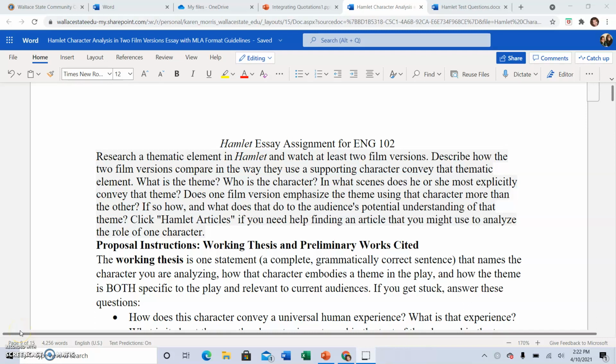Here's a quick overview of your assignment for writing a paper on 2 film versions of Hamlet. So you're going to research a thematic element in Hamlet and watch at least 2 film versions. And you're going to use the 2 film versions to compare the way a supporting character is used to convey that thematic element. So you'll need to identify the theme, you'll need to identify the supporting character.